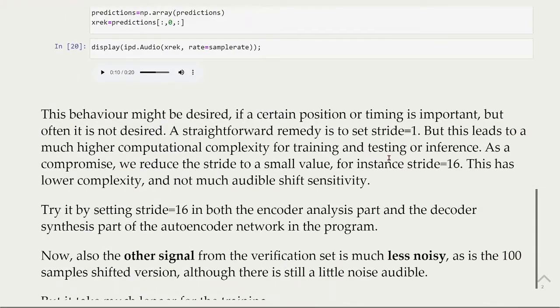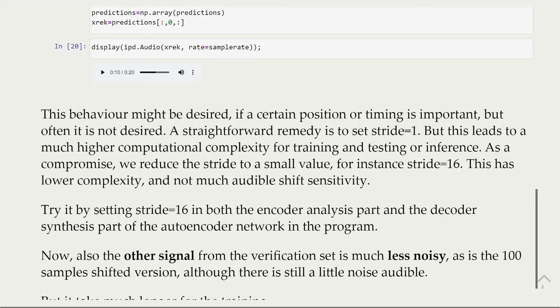So this behavior might be desired if a certain position or timing is important, but often it is not desired. A straightforward remedy is to set stride, for example, to 1, but this leads to a much higher computational complexity for training and test or inference. As a compromise, we reduce the stride to a small value, for example a stride equal to 16, and this has a lower complexity and not much audible shift sensitivity.